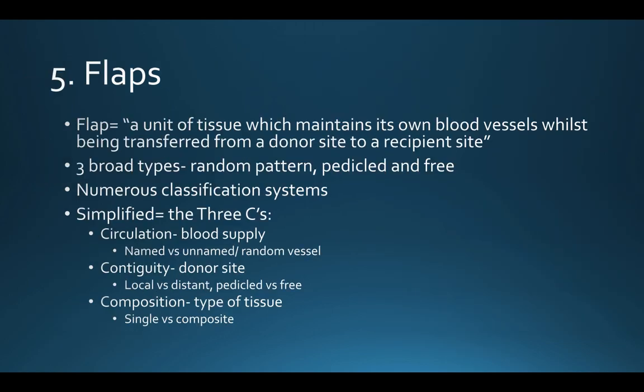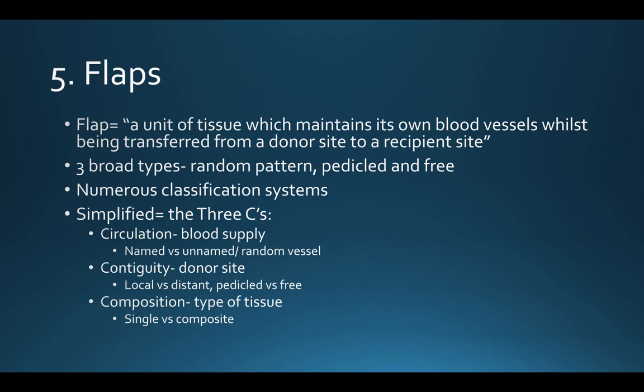So the next step up the ladder would be a flap, which is considered a unit of tissue which maintains its own blood vessels while being transferred from a donor site to a recipient site. So there are 3 broad types. There's random pattern, pedicled, and free. There are numerous classification systems, but a simplified version is to look at the 3 C's. Circulation, or the blood supply. You can have named or unnamed, or a random vessel blood supply.